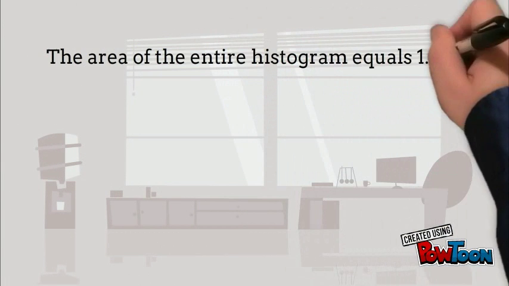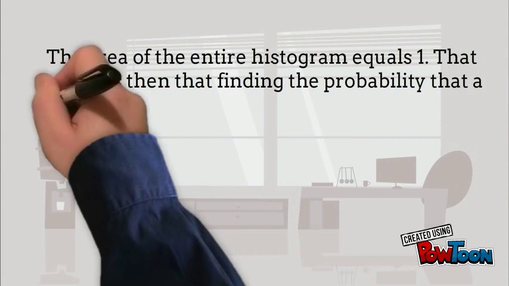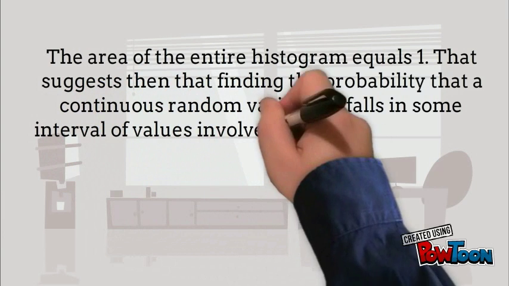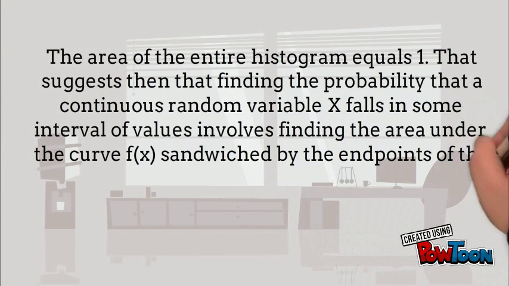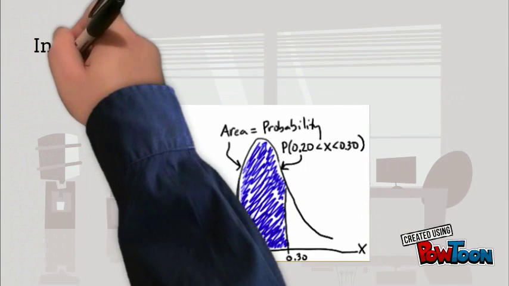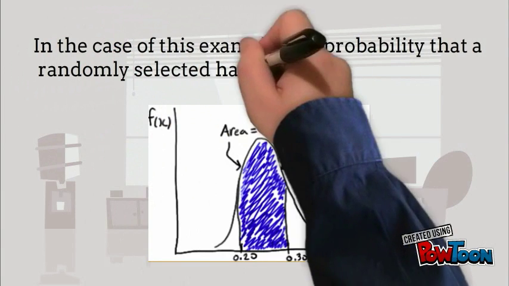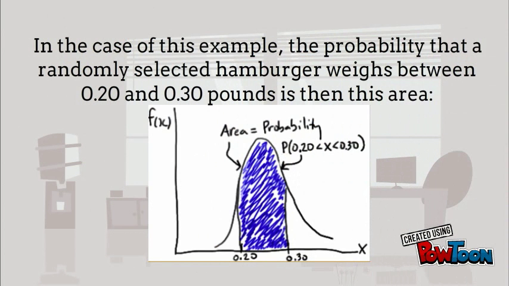The area of the entire histogram equals 1. That suggests then that finding the probability that a continuous random variable x falls in some interval of values involves finding the area under the curve f(x) sandwiched by the endpoints of the interval. In the case of this example, the probability that a randomly selected hamburger weighs between 0.20 and 0.30 pounds is then this area.